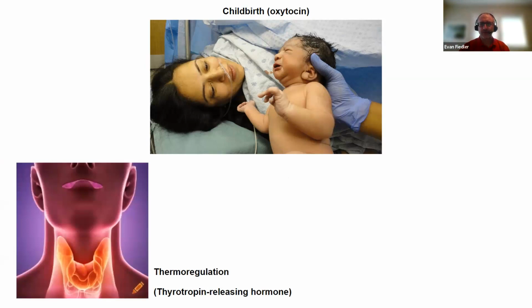Thermoregulation. Thyrotropin releasing hormone, produced by the hypothalamus, goes to the anterior pituitary, causes the release of thyroid stimulating hormone, targeting the thyroid gland, which is shown here.